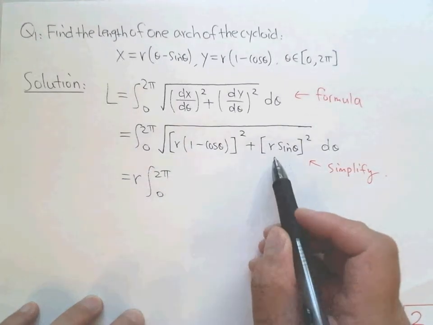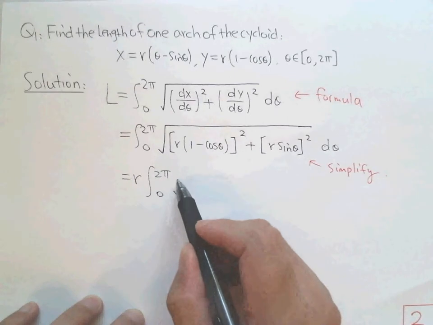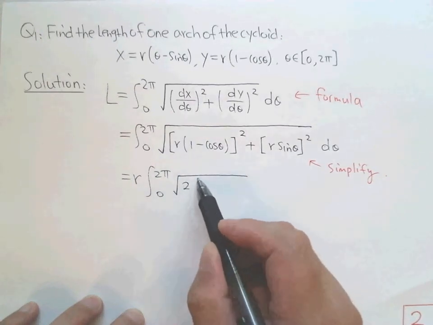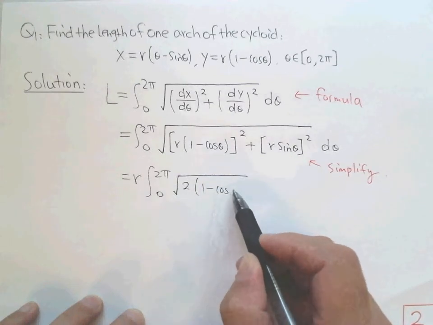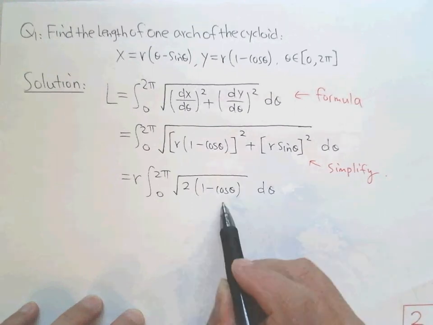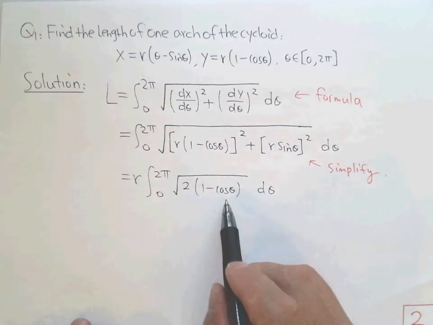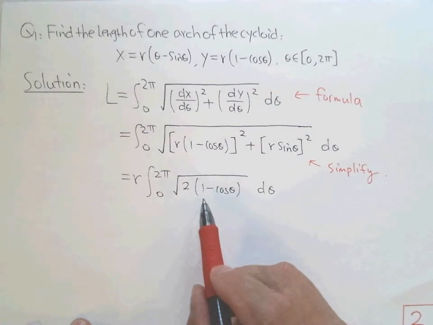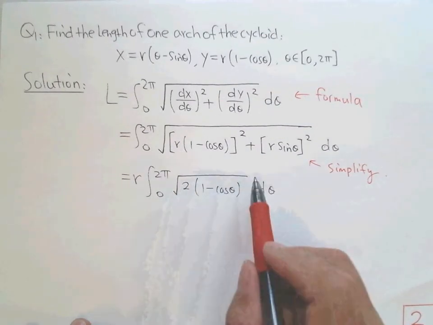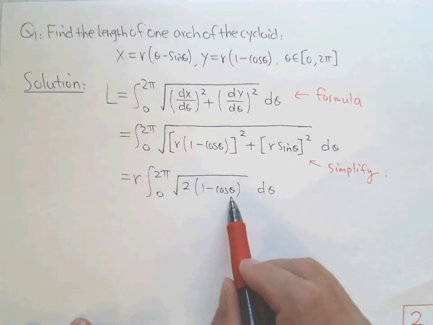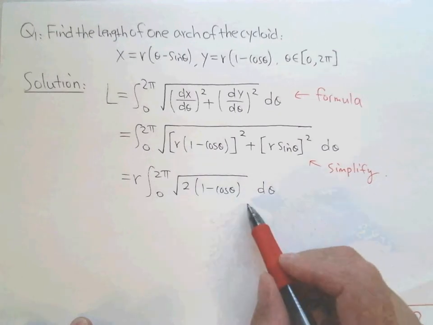Here we use the Pythagorean identity. After the simplification, what do I get? I get this: 2 times 1 minus cosine theta, and that's all. See, super easy, right? But this looks easy, but it's not so easy. We need to deal with it because of the square root. How to take this square root out? So 1 minus cosine theta, this is the sum. Double angle, do you remember this?